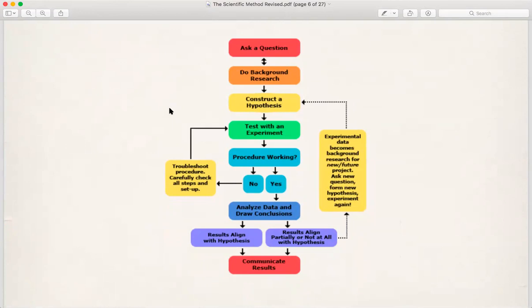I find that a lot of times asking questions and doing background research is very easy for students. If you have written essays, or any kind of scientific lab report, these first two steps are relatively simple. Constructing a hypothesis and testing it with an experiment, figuring out how do I test it and what the consequences are, these are the harder parts of this.